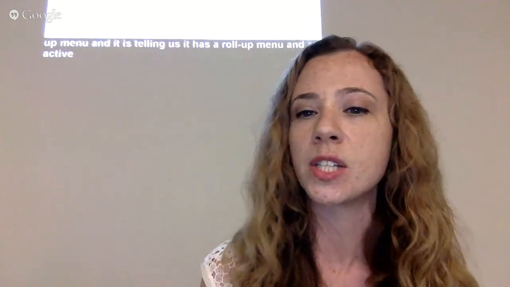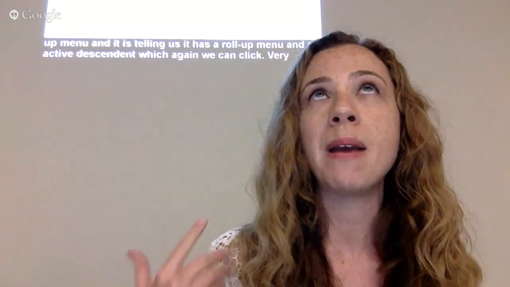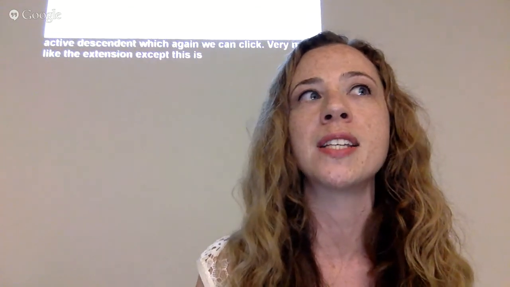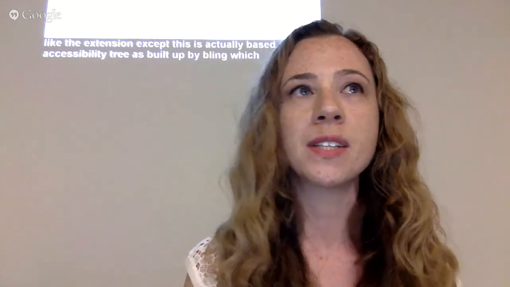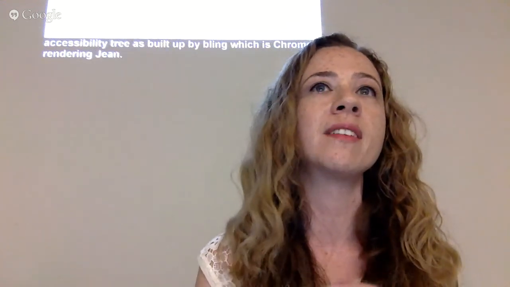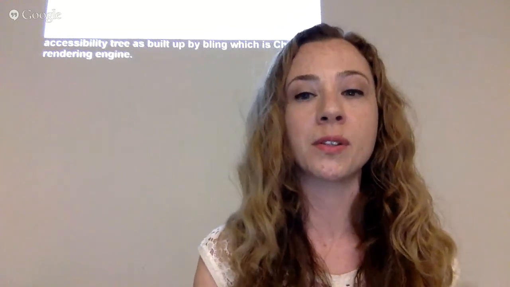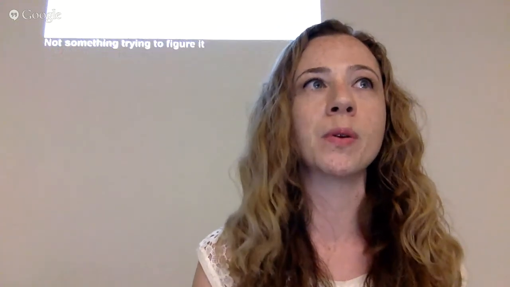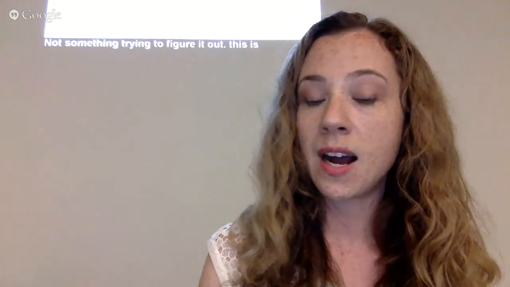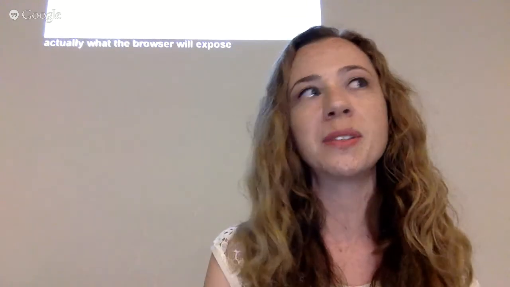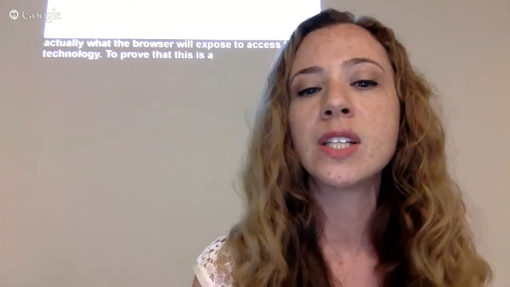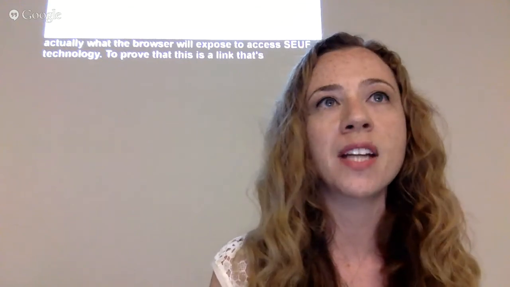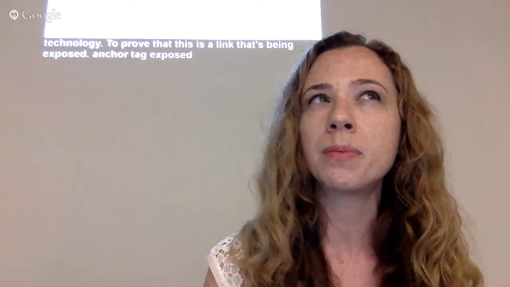So very much like the extension, except that this is actually based off the accessibility tree as built up by Blink, which is Chrome's rendering engine. So this is the ground truth. This isn't something that the extension is kind of trying to figure out based on its own logic. This is actually what the browser will expose to assistive technology. And to prove that, here is an actual link, an anchor tag with an href that is being exposed as a link. If we were to have that anchor tag without an href, we would see that it would come up as probably a role of group or possibly just not exposed at all.